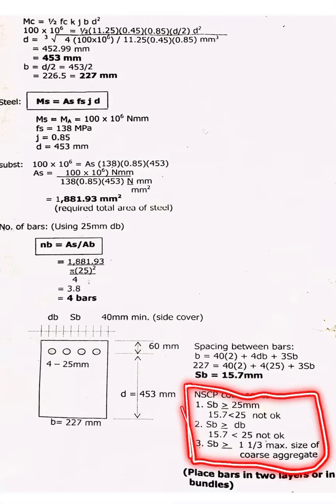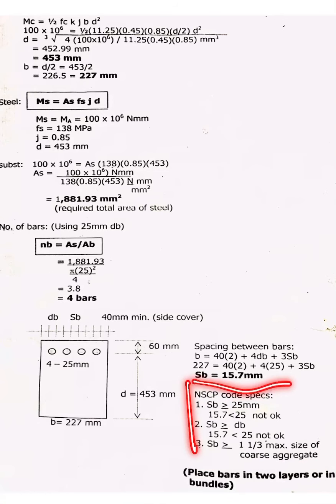But in the NSCP code, you have to follow the minimum spacing. Okay? It should be that your spacing is greater than or equal to 25 mm, and spacing should be greater than or equal to the bar diameter, and also spacing should be greater than 1 1/3 times the maximum size of aggregates. So usually size of aggregates is 1/4 or 3/4 depending on the specs. Okay, but we have the spacing equal to 15.7. So you check, the spacing 15.7 is less than 25, so not okay. And also 15.7 is less than the bar diameter, that is 25, so not okay.